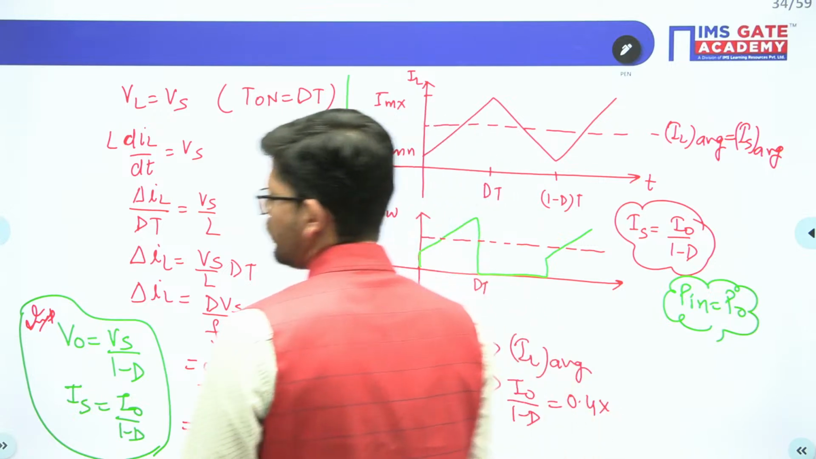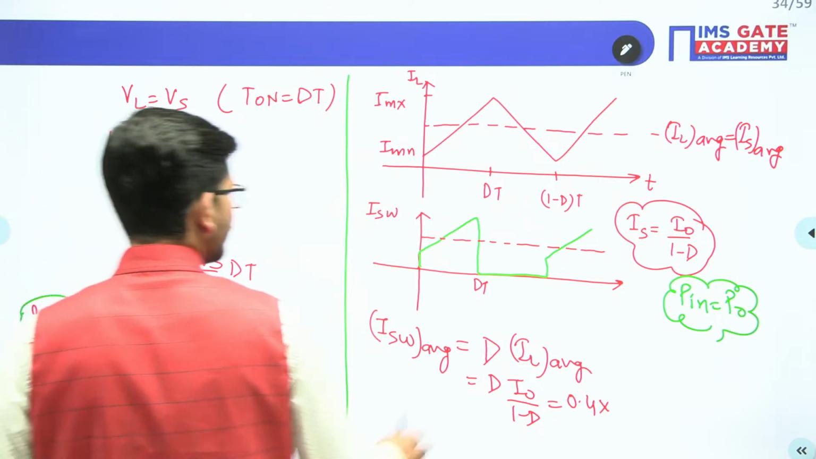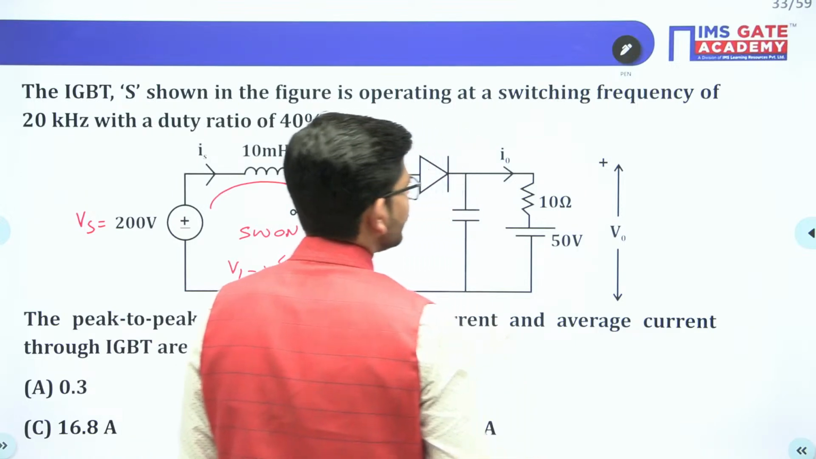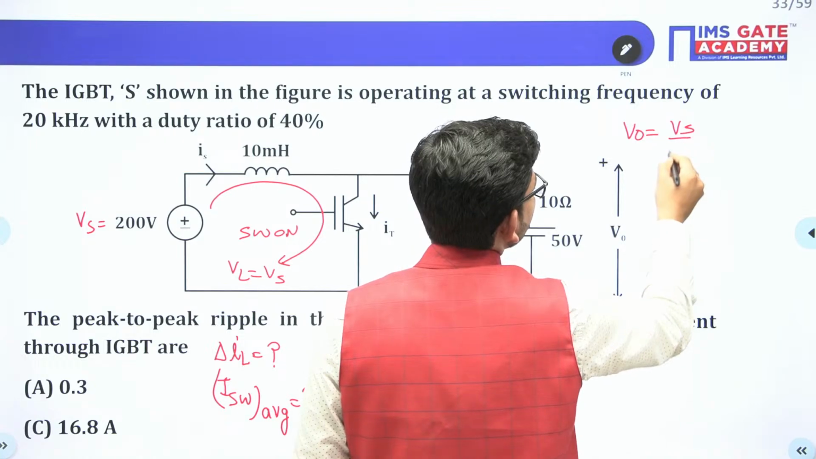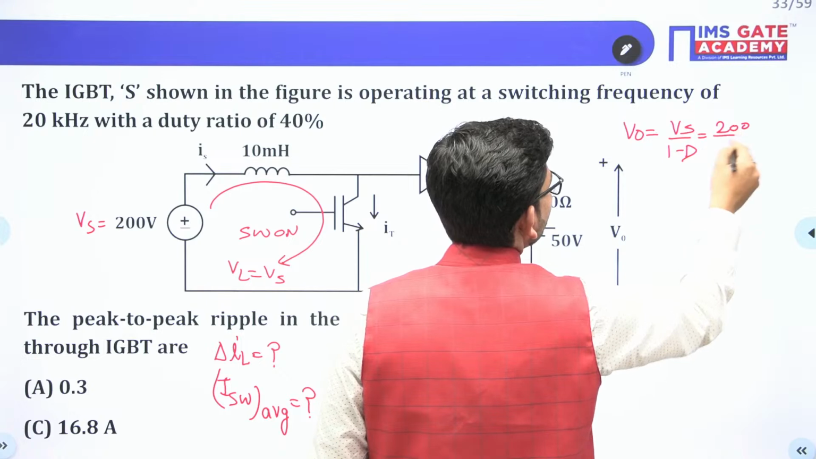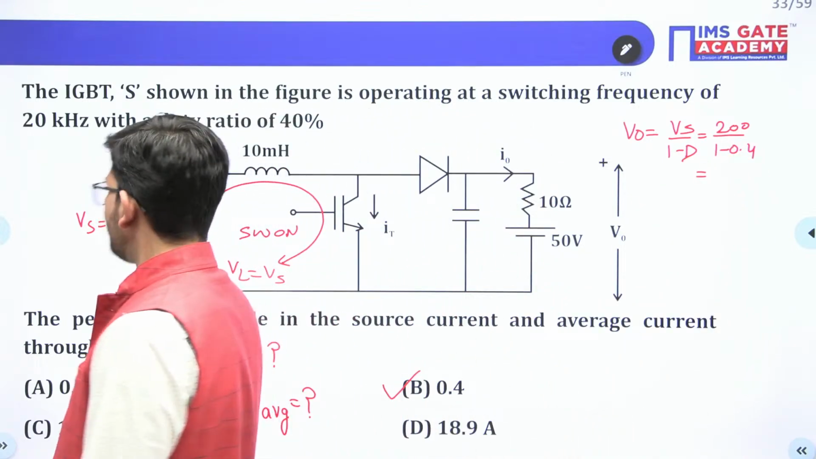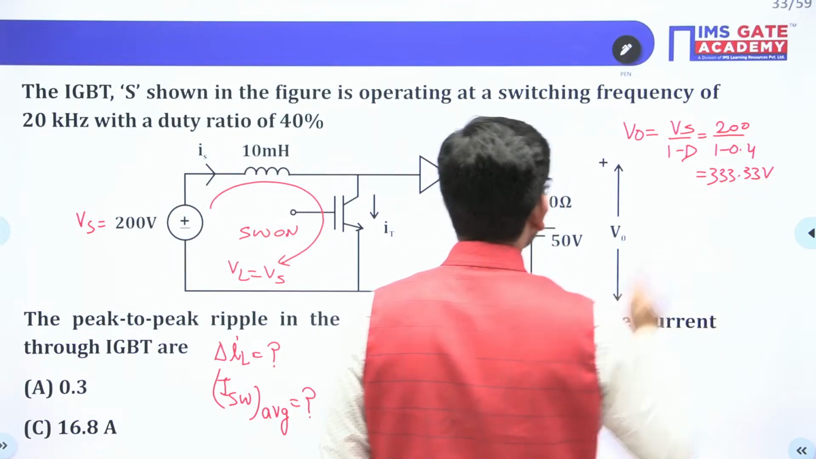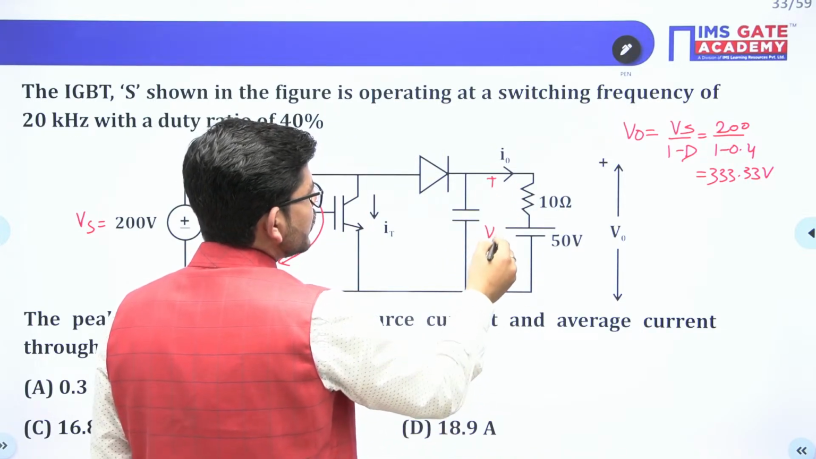And have we calculated I naught? Do we have I naught here? I think we haven't calculated I naught. So how do you calculate I naught, guys? See, V naught will be Vs upon 1 minus D, and Vs is 200 upon 1 minus 0.4. So from here you can calculate V naught, and V naught will be 333.33 volt.